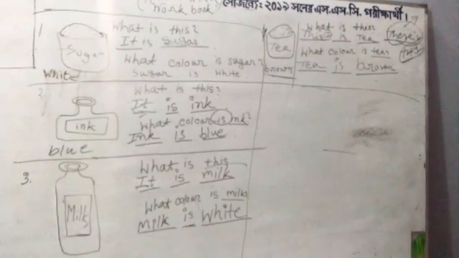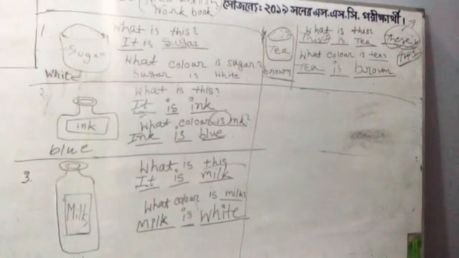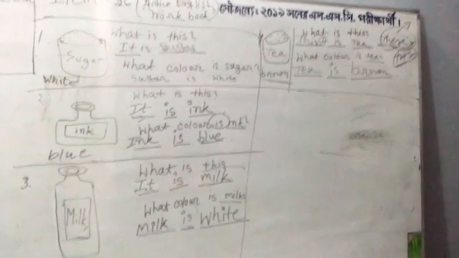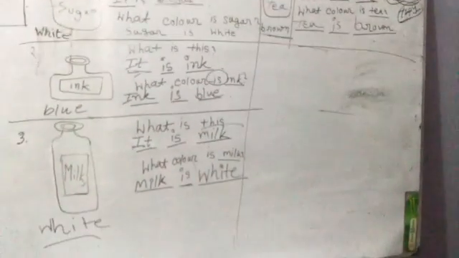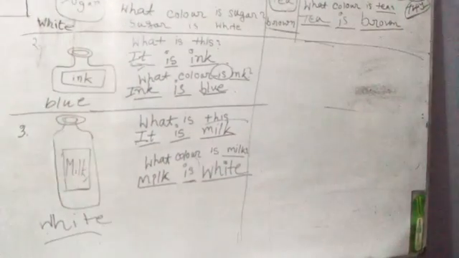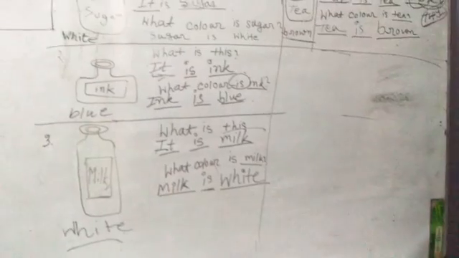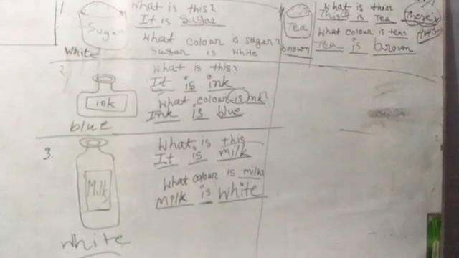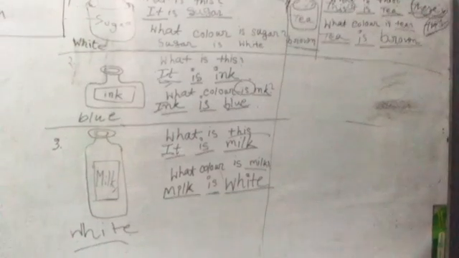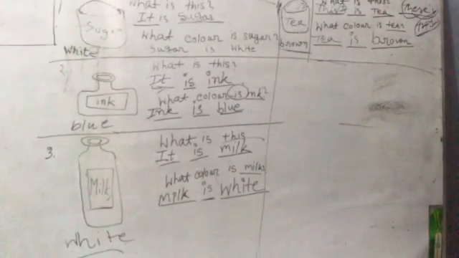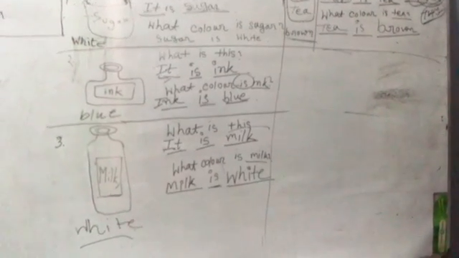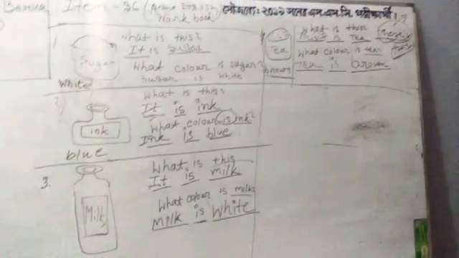Now coming to the third one, what is this? We can see a picture of a bottle, and here the label is written like milk, M-I-L-K. From that we can sense that it's a bottle of milk, or a jar of milk. So what is this? It is milk. So what color is milk? Milk is undoubtedly always white. So milk is white.